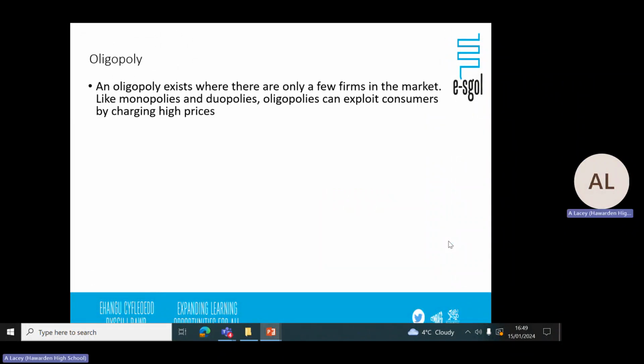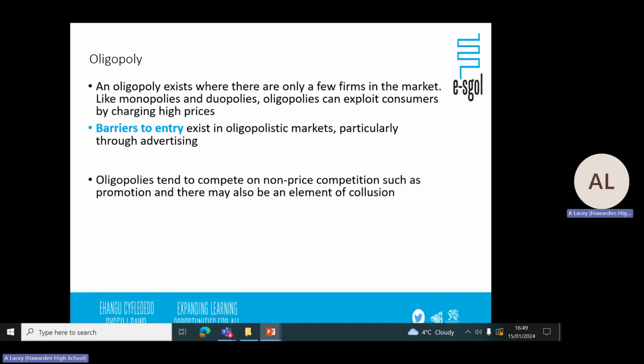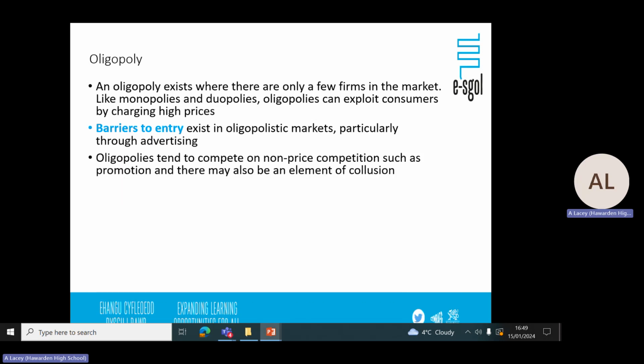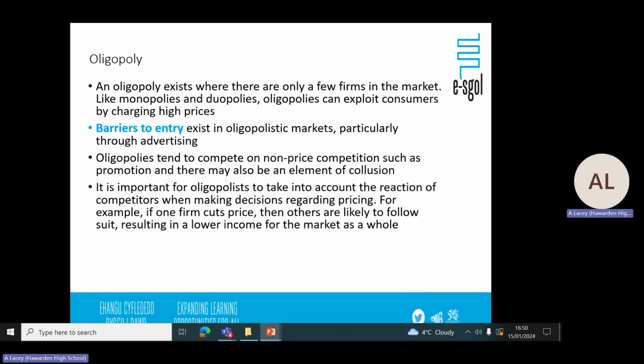Okay, so an oligopoly exists where there's only a few firms in the market. So like monopolies and duopolies, oligopolies can exploit consumers by charging you higher prices. Now, they have barriers to entry or exit, particularly through advertising. They tend to compete on non-price competition, such as promotion. And there's also maybe an element of collusion.